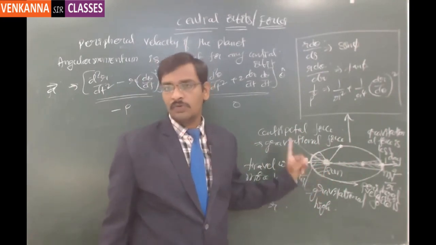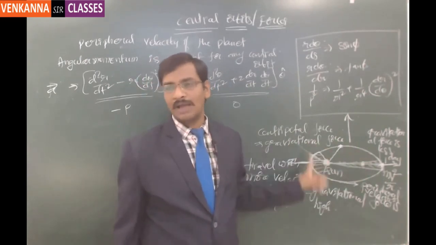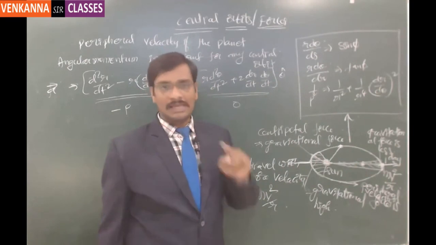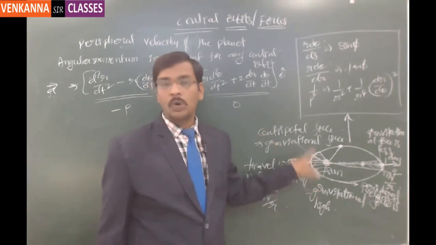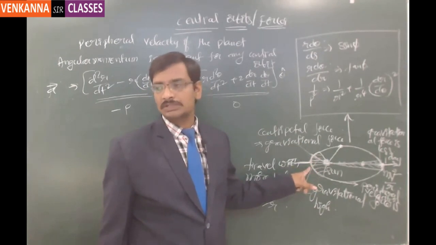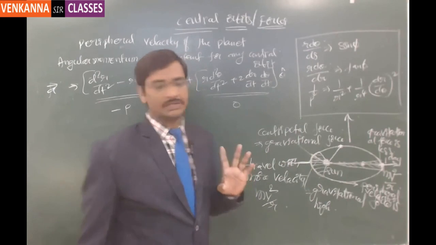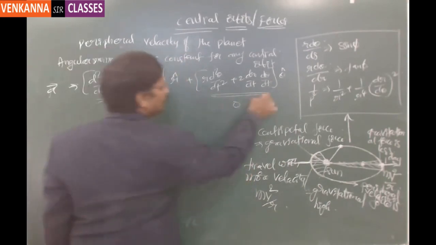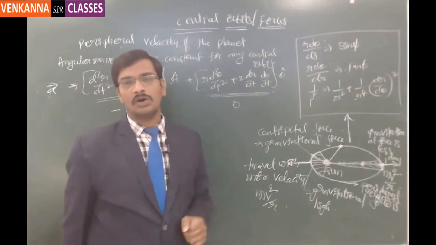This kind of force we call the central force, and the orbit taken by the planet is called the central orbit. In such cases, there will be only centripetal acceleration. No angular acceleration is going to be there. As there is no angular acceleration, this part is going to be 0, and this is the fundamental property of any central orbit.